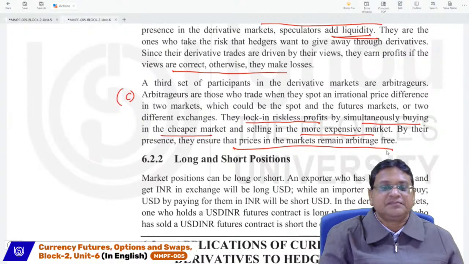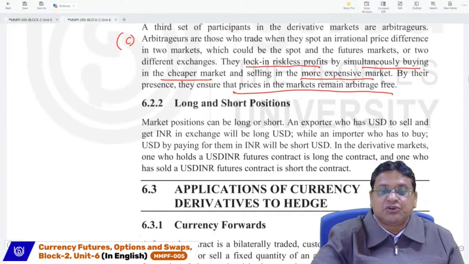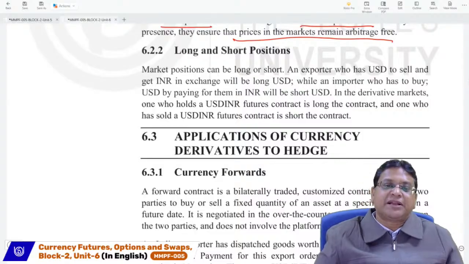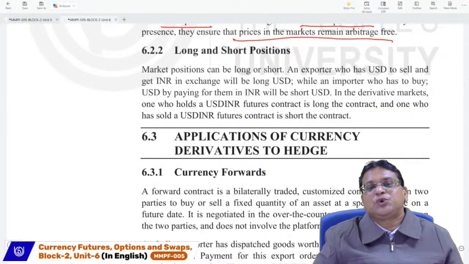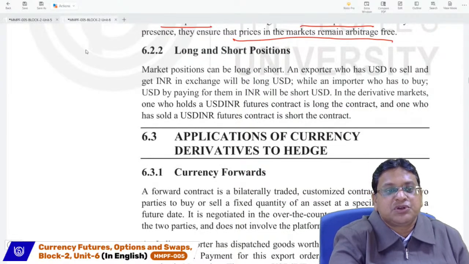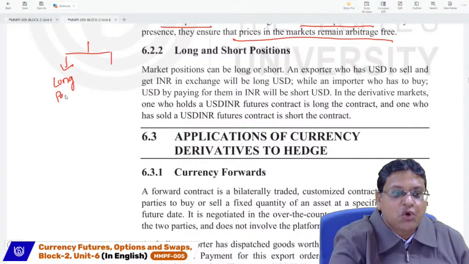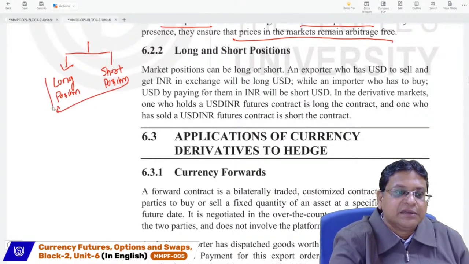Next are the different types of positions taken in the derivative market. In the derivative market, you can take two positions. What are the two positions? One position is known as long position. Another position is known as short position. So what is a long position? What is a short position? Long position means you agree to buy.